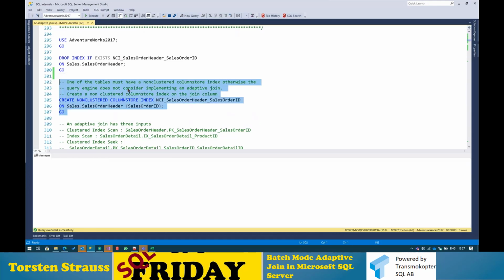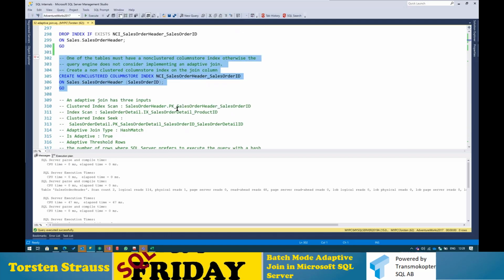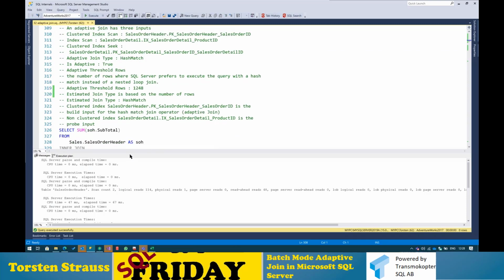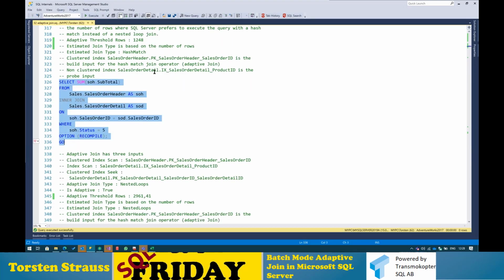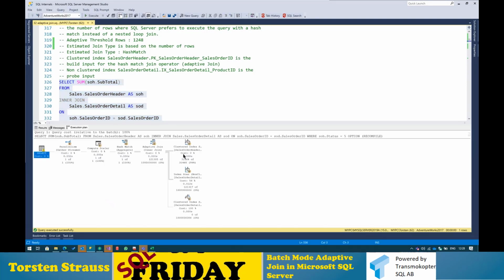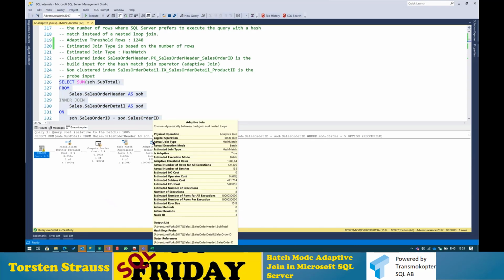We need a non-clustered column store index, and we will see later on that we can even fake a column store index. Again, I'm pretty sure this restriction is not available in 2019 anymore. It seems that this works even without a column store index. I'm not quite sure. When I execute this query here and enable the execution plan, which is already enabled, we can see that the join type is the so-called adaptive join type.